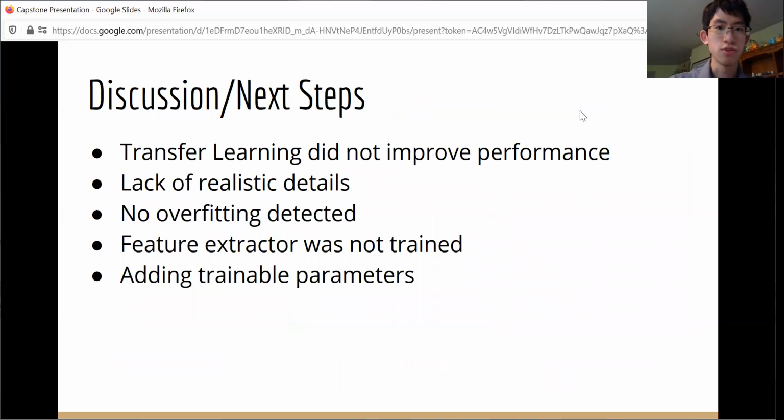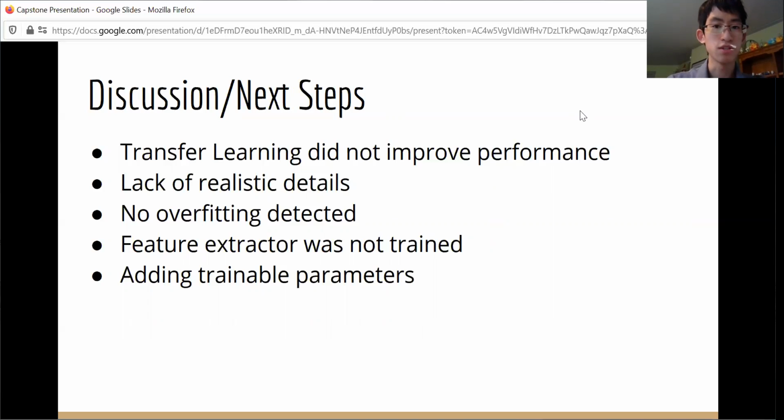In conclusion, the transfer learning technique did not improve the performance of GANs. Although the training process was faster and more stable, it resulted in worse quality images being synthesized, and neither of the models were able to create realistic images. Importantly, I didn't find any evidence of overfitting or memorizing training data on either of the models.